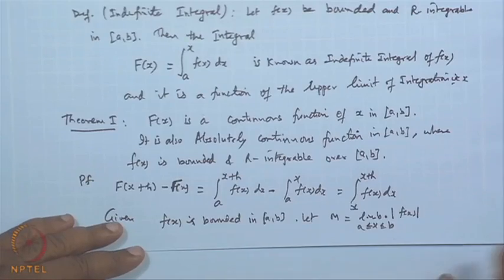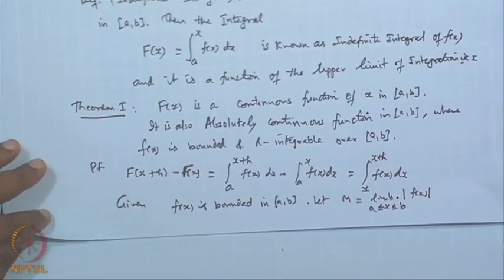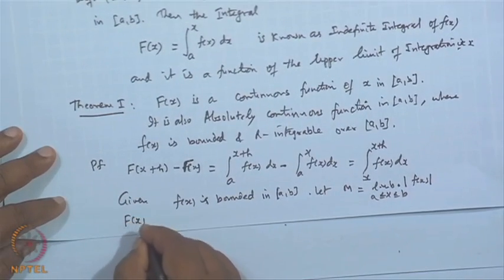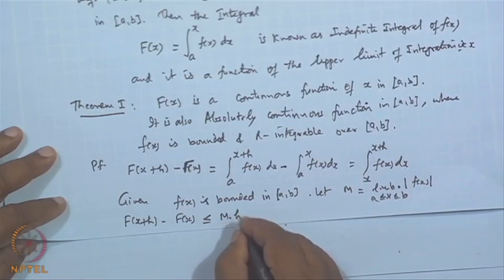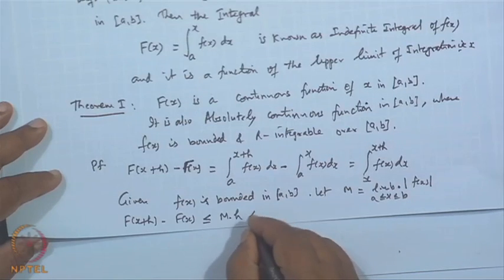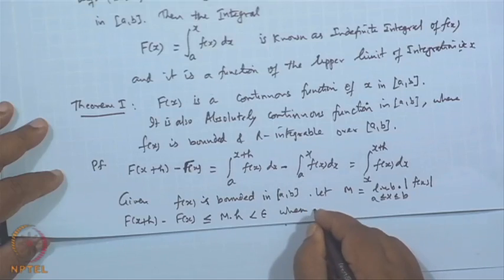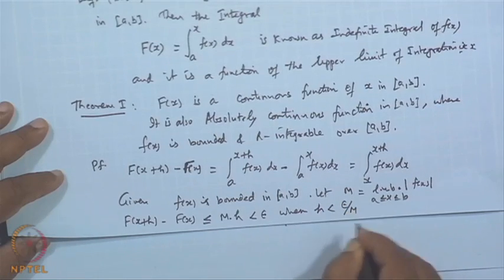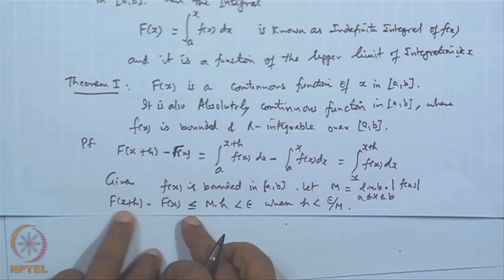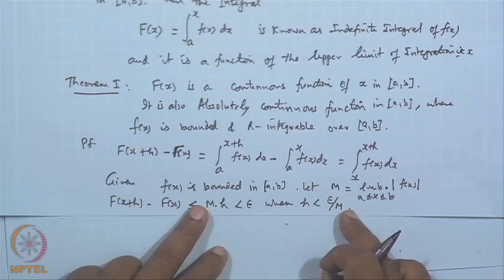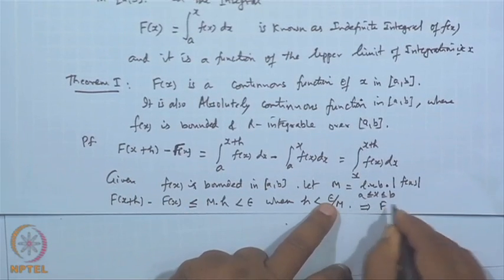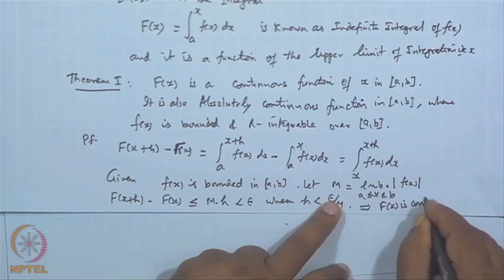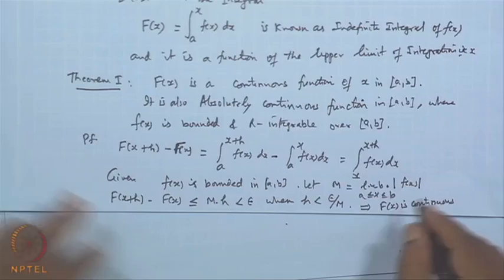Let it be this. Then F(x+h) minus F(x) is less than or equal to capital M times the length of the interval, say h. So, it can be made less than epsilon when h is less than epsilon by M. It means the difference can be made less than epsilon when h is sufficiently small. So, when h tends to 0, the limit of F(x+h) will go to F(x). So, this shows F(x) is continuous from the right, is it not?